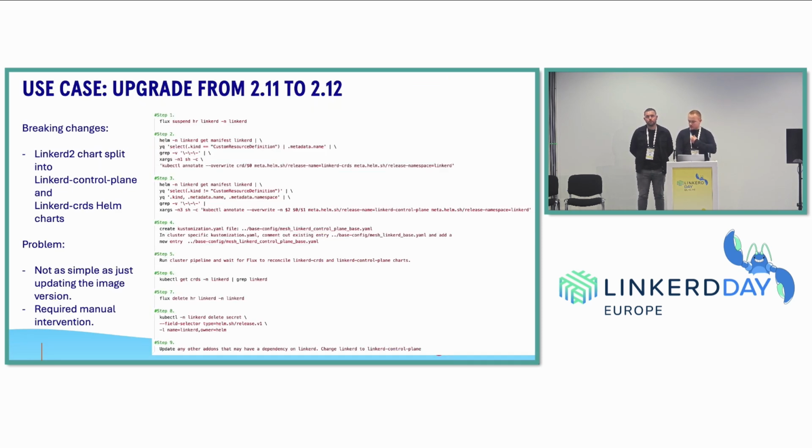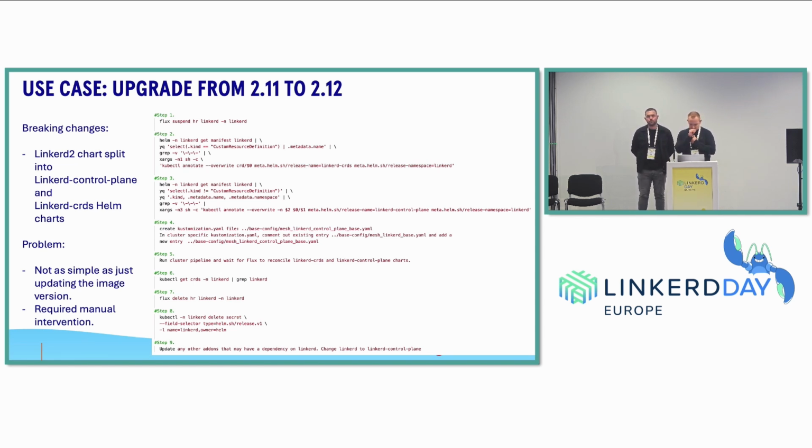So now we're going to do a quick talk on some of the recent Linkerd upgrades that we have done. First, starting with going from 2.11 to 2.12. As some of you may know, this Linkerd upgrade had quite a breaking change in that the Linkerd 2 Helm chart was split into the Linkerd CRDs and Linkerd control plane Helm charts. This meant that with using Flux, it wasn't as easy as just updating an image. We had to do some manual intervention.